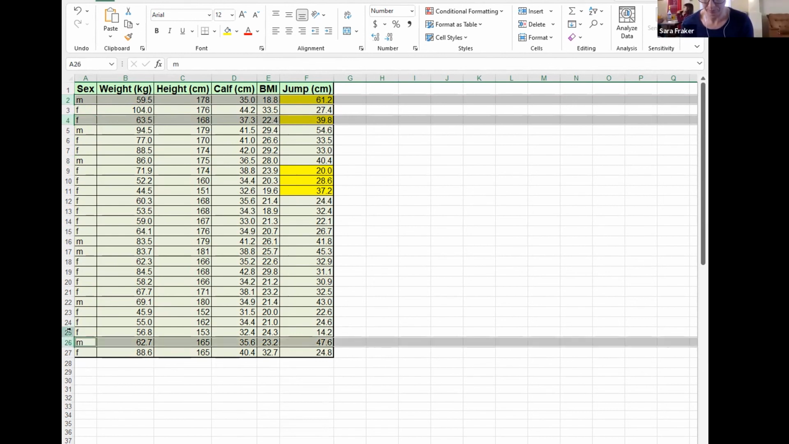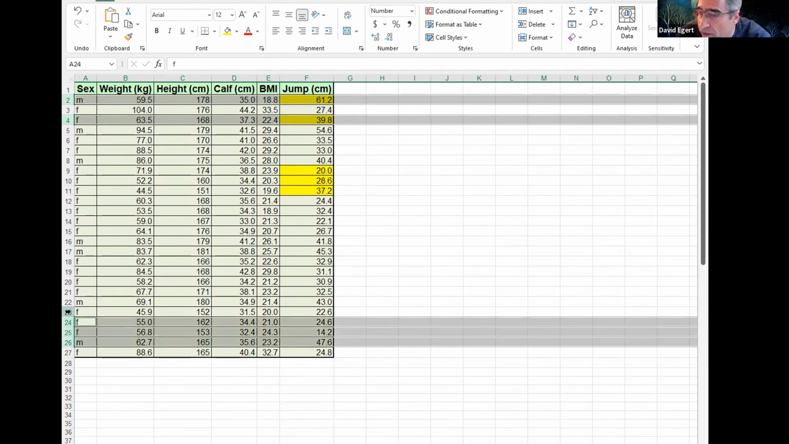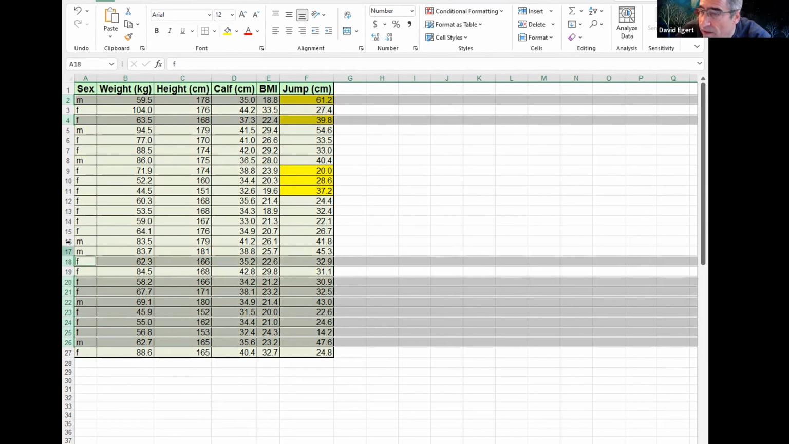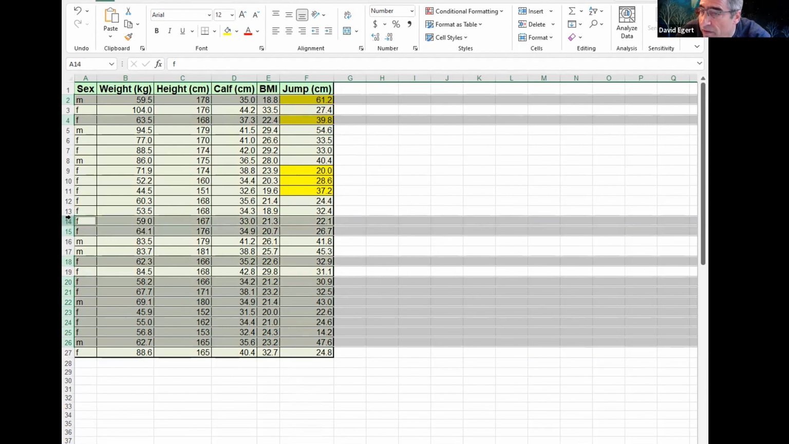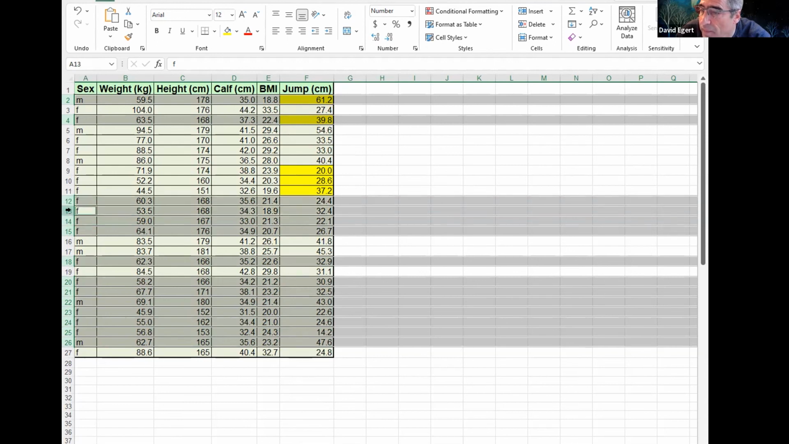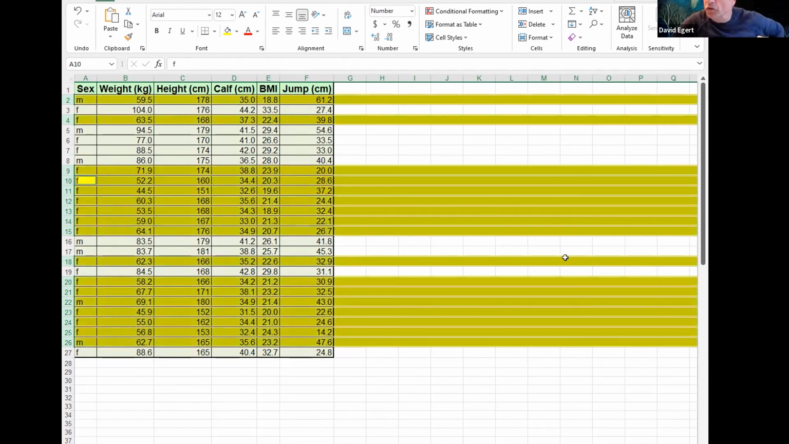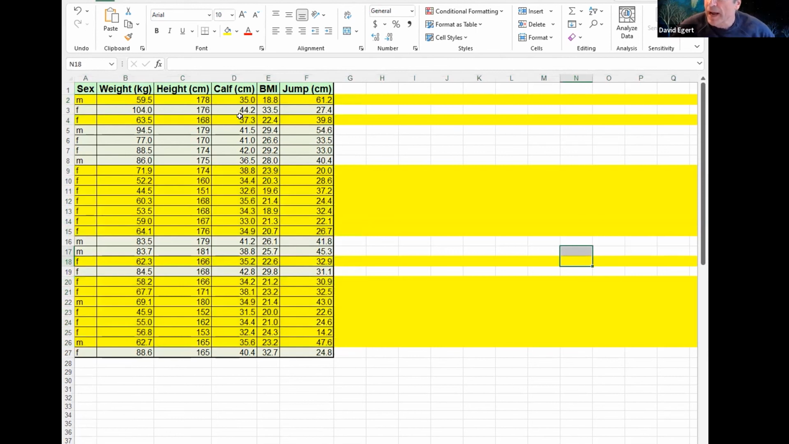Healthy BMI, healthy BMI, healthy, healthy, healthy, healthy, healthy, unhealthy, healthy, healthy, healthy, healthy, healthy, healthy, boom, boom, boom, boom. Just for those characters, let's graph their calf versus jump. So I can see calf versus jump, but only for the people with healthy BMI, right?